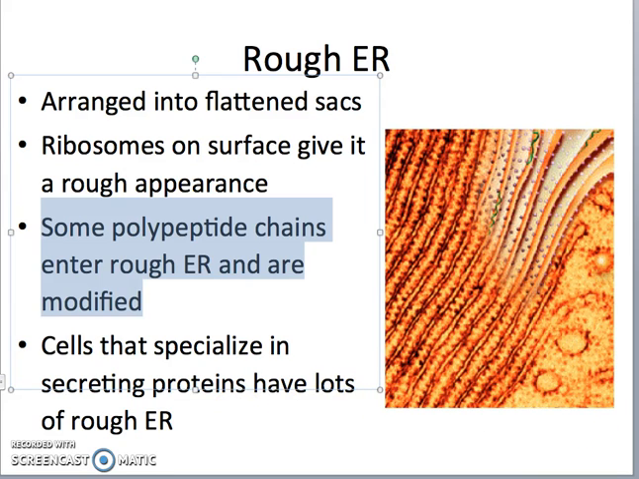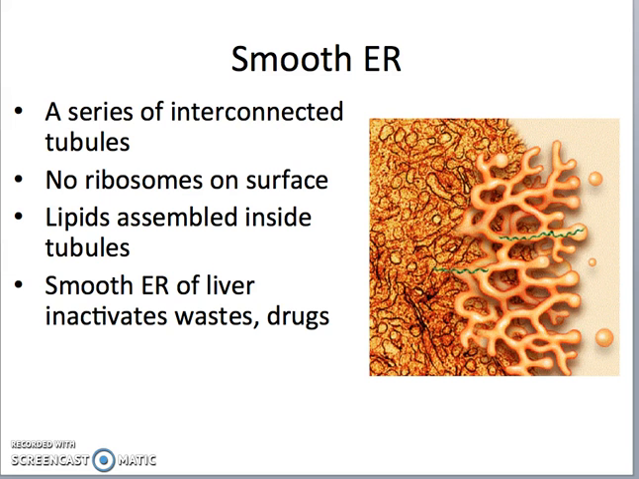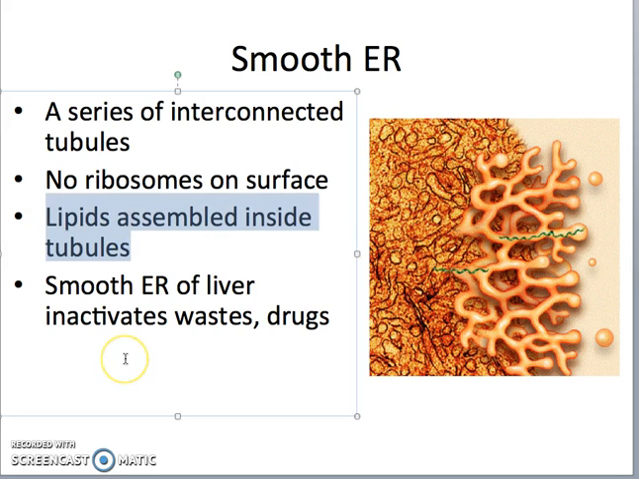So rough ER is about processing proteins. Some proteins, not all. In contrast, the smooth ER is a set of tubules that have no ribosomes. That's why we consider it to be smooth. We think the main function of the smooth ER is for lipid processing because lipids are made inside the tubules. The smooth ER also seems to have a detoxification process. In liver, the smooth ER inactivates waste, certain drug products, etc.